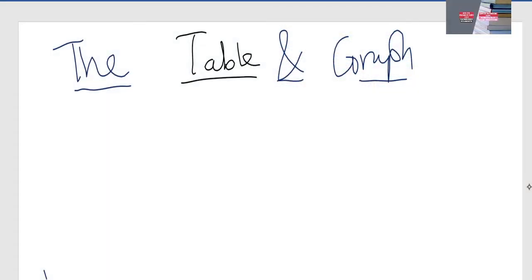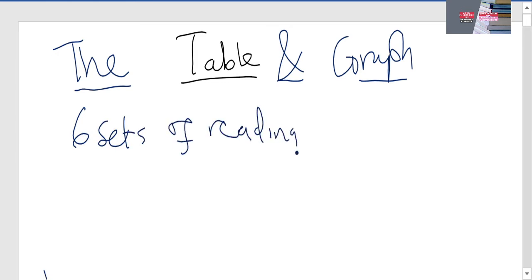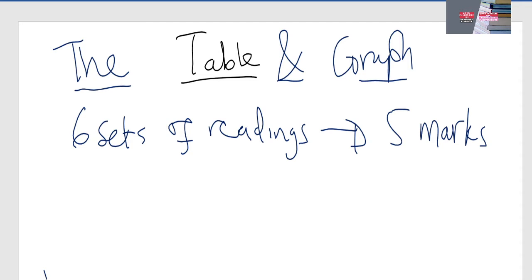Right. So on the table, usually a table is constructed in such a way that you are supposed to do the 6 sets of readings. You should record the 6 sets of readings on your table, and these are worth 5 marks. So make sure that you get the 5 marks. If you do 5 sets, you get 4 marks and so forth.